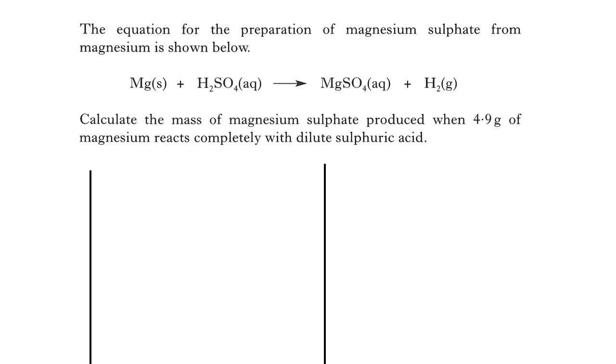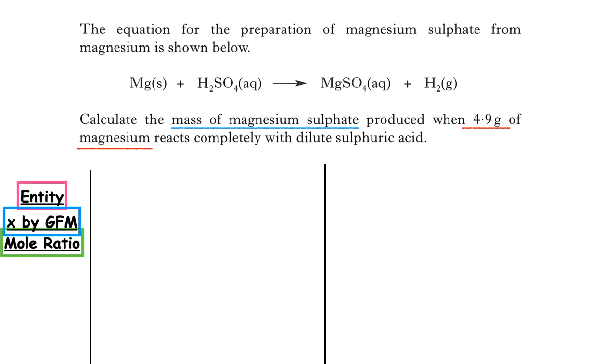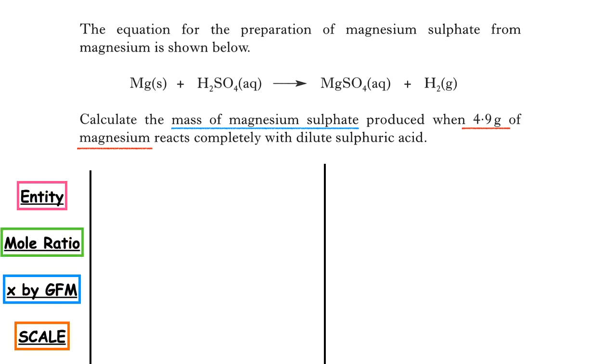So what we can see in here is that we've been given a balanced equation, and the question asks us to calculate the mass of magnesium sulfate produced when 4.9 grams of magnesium reacts completely with dilute sulfuric acid. So remember our song, entity, mole ratio, unit, scale.